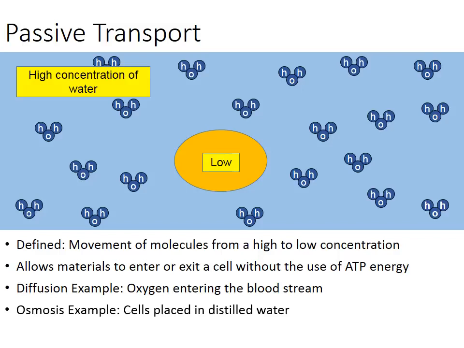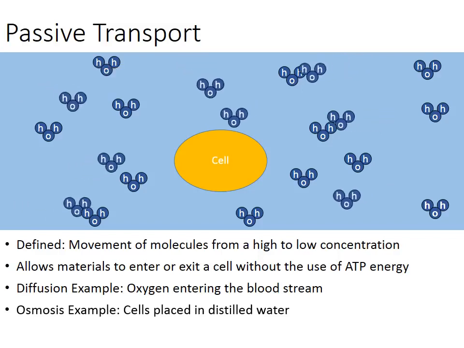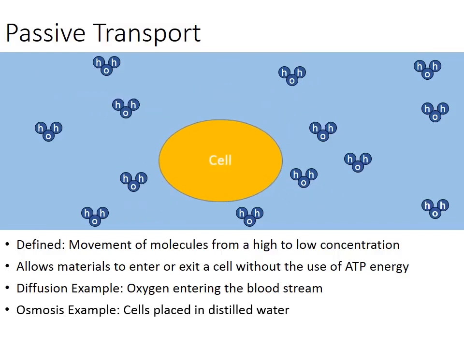So through osmosis, through passive transport, water molecules will diffuse into the cell and the cell will expand, possibly to the point where it could even burst. So this is a great example of osmosis, which is again an example of passive transport.